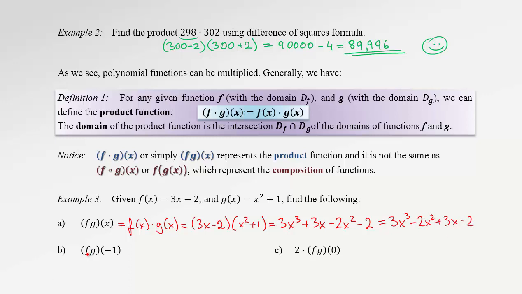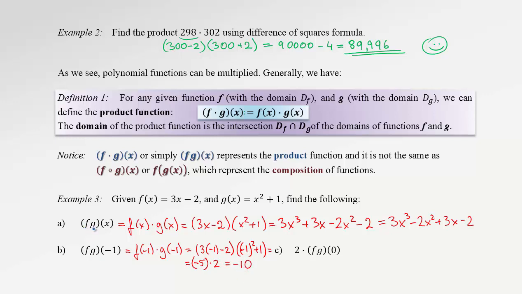Here it is. Now, let's evaluate this product function at negative 1. We could do two things. If we didn't have the first question, we can just go f of negative 1 times g of negative 1. And then plug in negative 1 into the f function, which is 3 times negative 1 minus 2, and then plug in negative 1 into the g function, which is negative 1 squared plus 1, and then evaluate. Okay, how much would this be? Negative 3, negative 2 is negative 5, times 1 plus 1 is 2, so altogether would be negative 10.